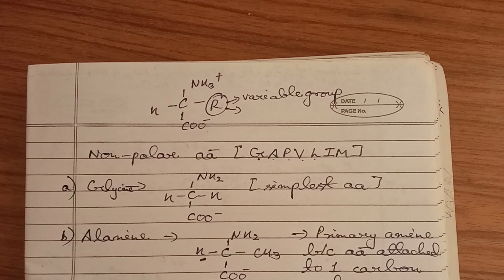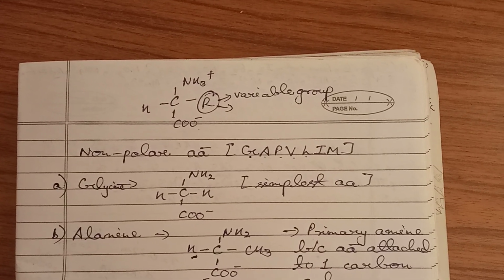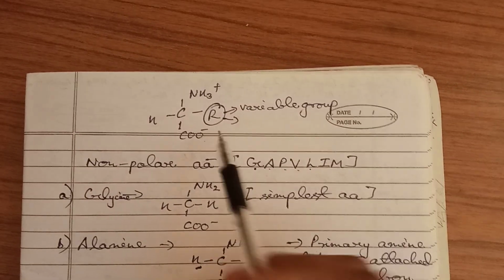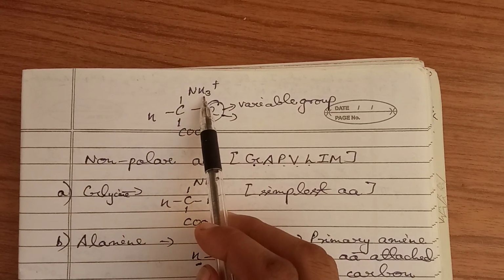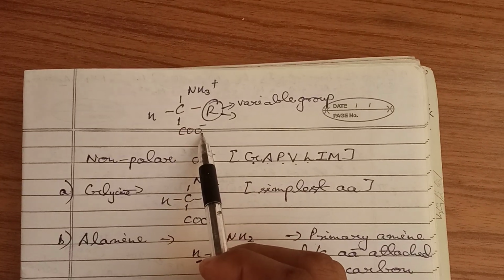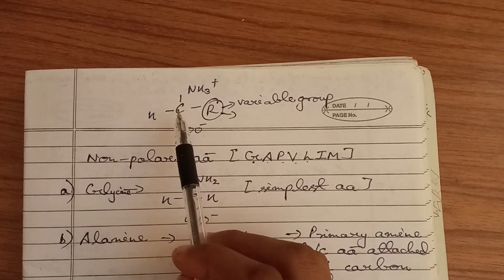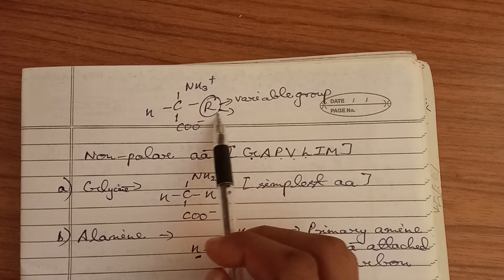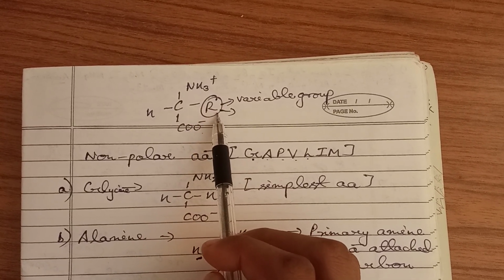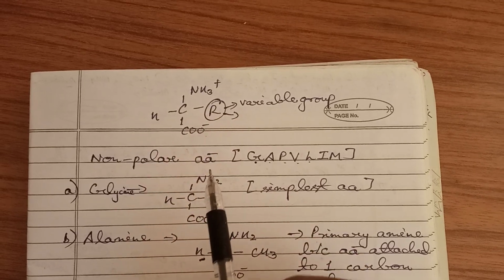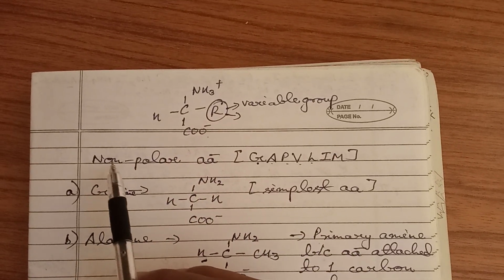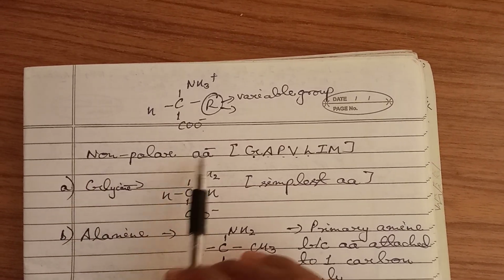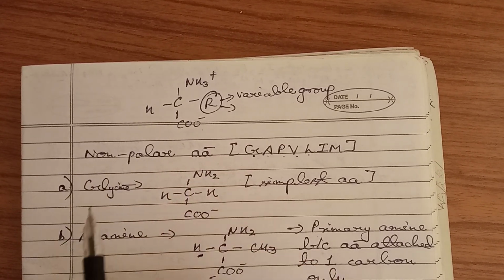So today we are going to study the non-polar amino acid. So what is the basic structure of an amino acid? The carbon is attached to the amino group, the carboxylic group, and hydrogen. And the carbon is also attached to a variable group, and based on this variable group there are 20 different types of amino acid. So now we are going to study non-polar amino acid. The non-polar amino acid is not soluble in water.